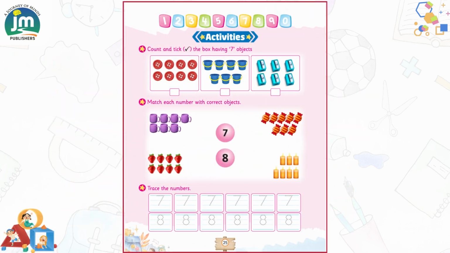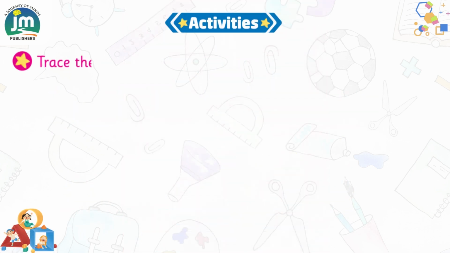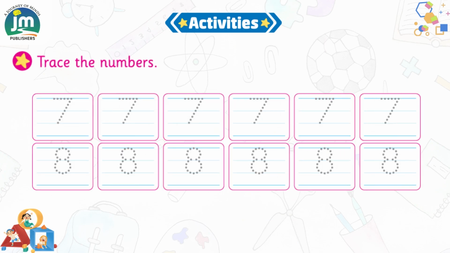Now look at the last activity, number 3. Trace the number 7 and 8. We will trace the numbers 7 and 8. Use your finger in the air first. Let's draw the number 7 across and down. Now trace it. Good. Now trace it in your book.